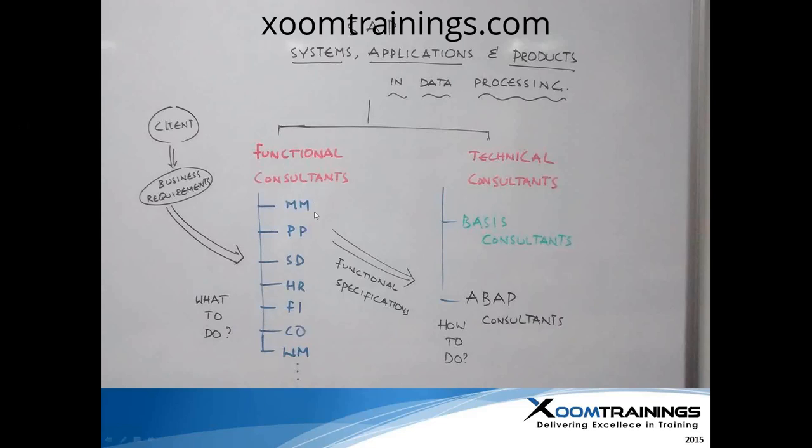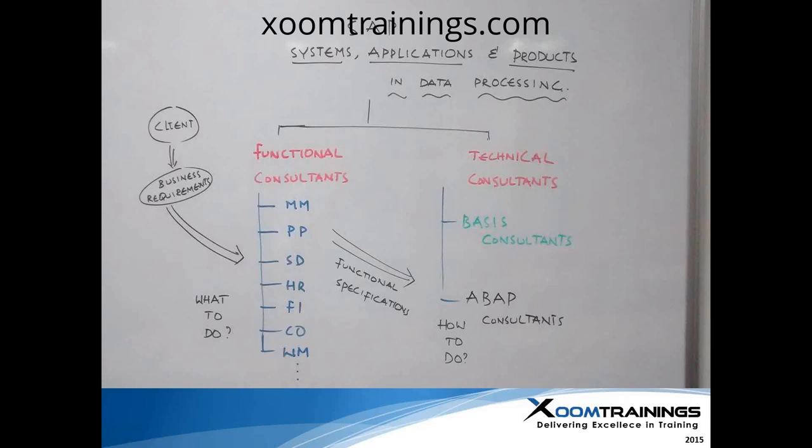Something like MM, that is material management, the people who know the material process. Next, production planning, SD, sales and distribution, HR, human resources, finance, controlling, warehouse management. These are the people who know business scenarios. So these people analyze client requirements and prepare functional specifications. Simply, if you want to build a house, first of all we ask the architect to prepare a plan on paper. That is abstraction. Here also it is the same thing.